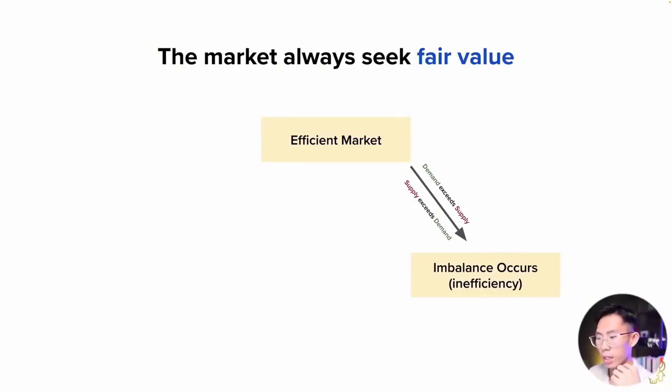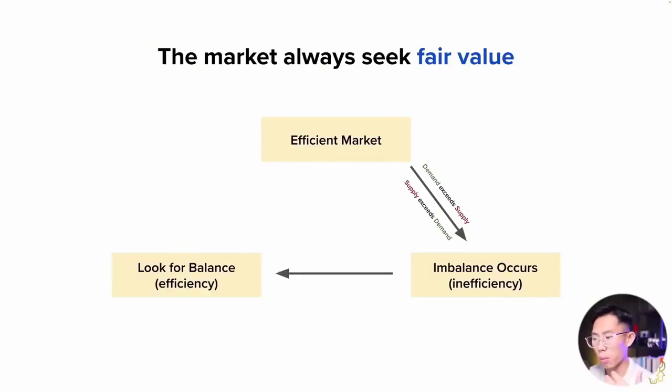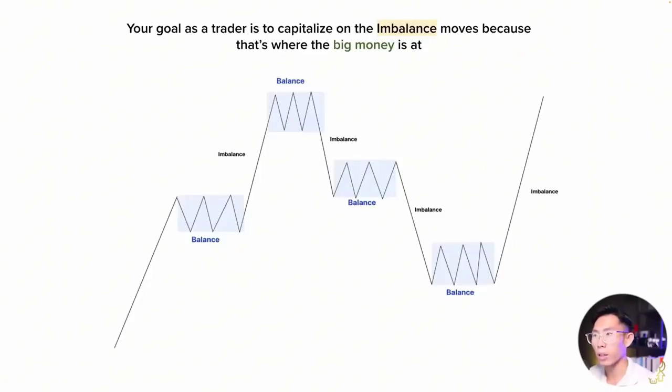And when there's this imbalance, it creates inefficiency in price. And then price looks for balance again to form an efficient market. And this whole loop just keeps happening over and over again forever. And this is essentially just how the market works. Don't ask me why. This is just how it works, right?